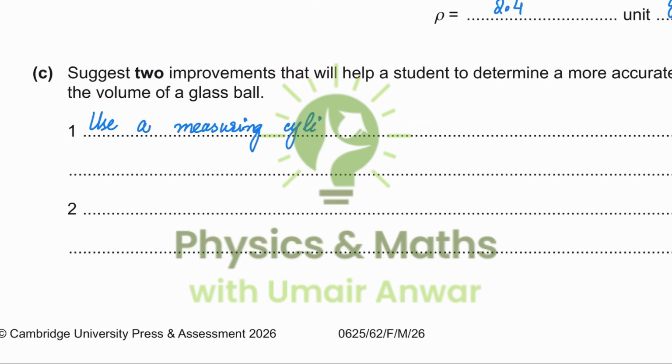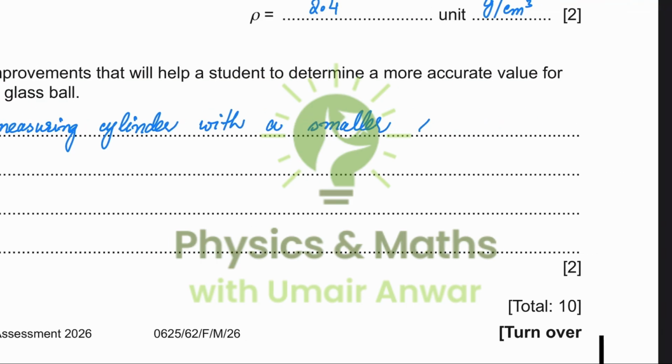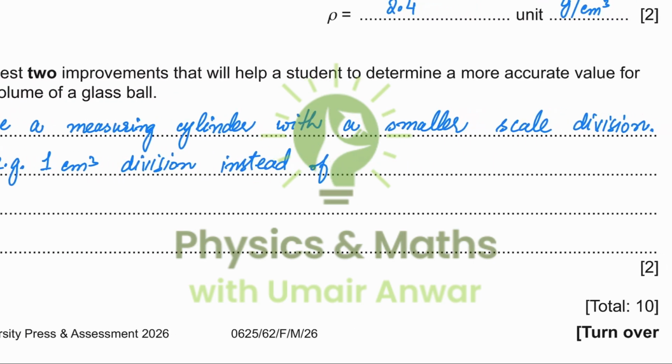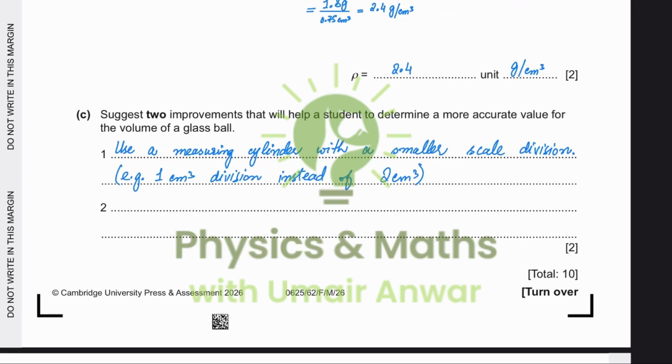cylinder with a smaller scale division. Using a smaller scale division is going to give us a more accurate answer. For example, a 1 centimeter cube scale division cylinder should be used, instead of using a 2 centimeter cube division cylinder. So using a smaller scale is going to further improve the reading.